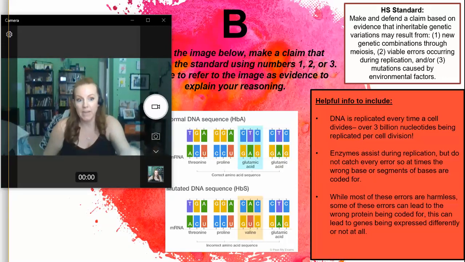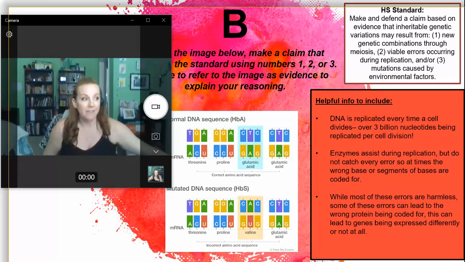This can lead to our genes being expressed differently, or maybe not at all. So maybe this right here coded for a different gene, maybe another one, all of that fun stuff. Hopefully that can help you to answer this standard or support the standard with one of those 1, 2, or 3 statements. Good luck.